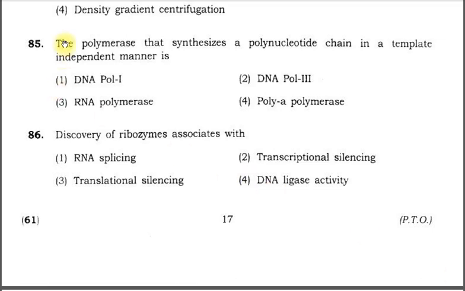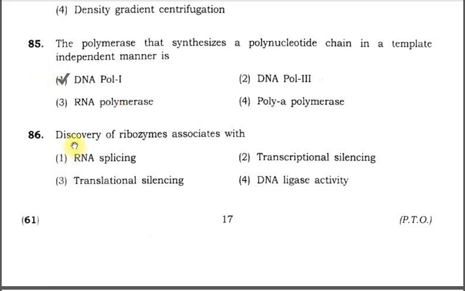Question number 85. The polymerase that synthesizes a polynucleotide chain in a template independent manner, note down, independent manner, is option 1, DNA polymerase 1. Option 2, DNA polymerase 3. Option 3 is RNA polymerase. Option 4, poly-A polymerase. So the correct answer is the first option, DNA polymerase 1.